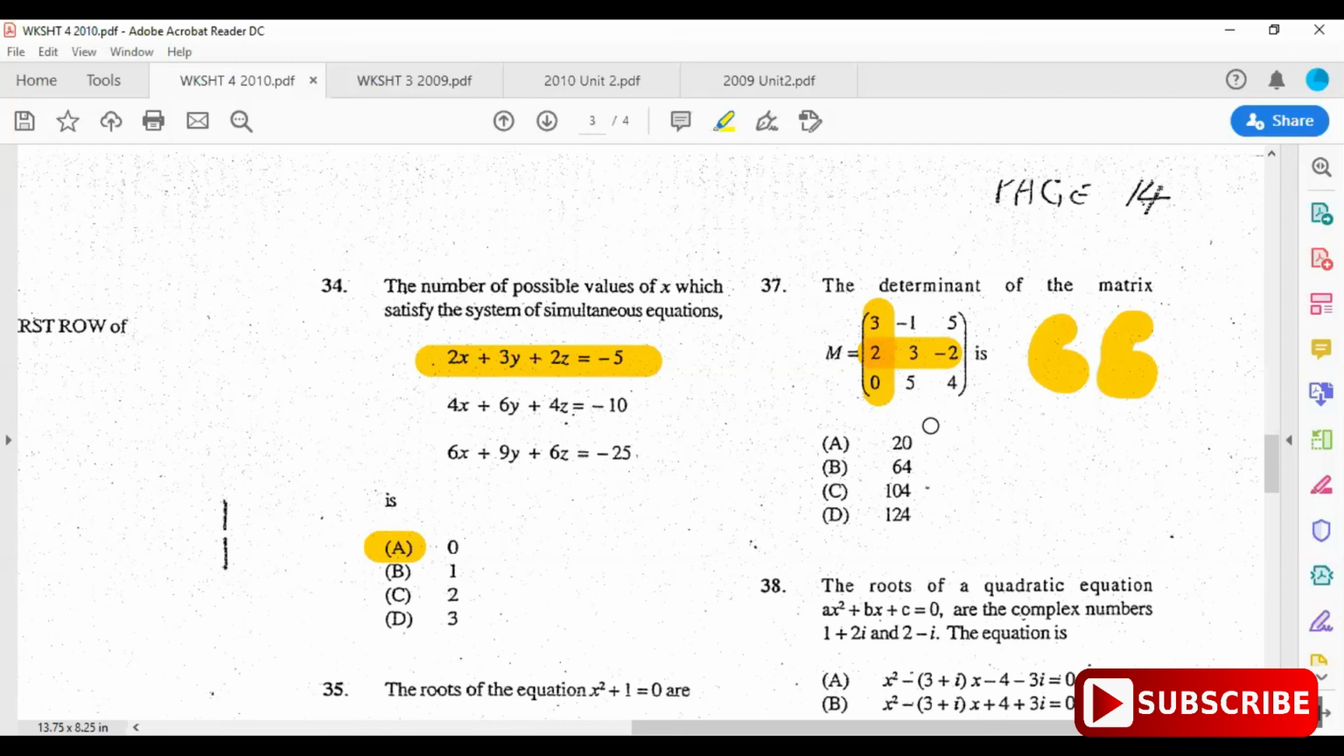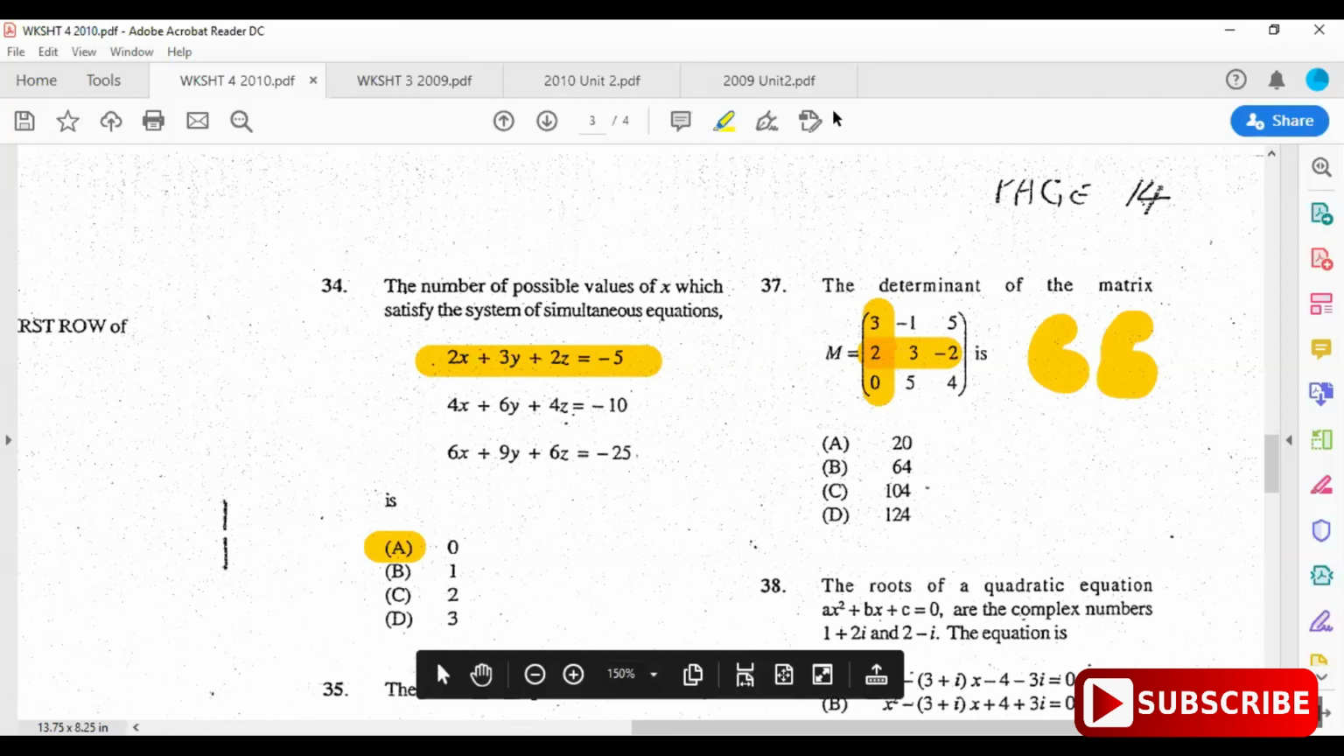124. What's that? Let's just write it down. I don't know why it's just not working out in my head right at this moment.